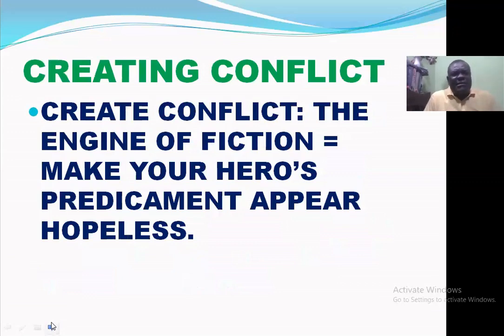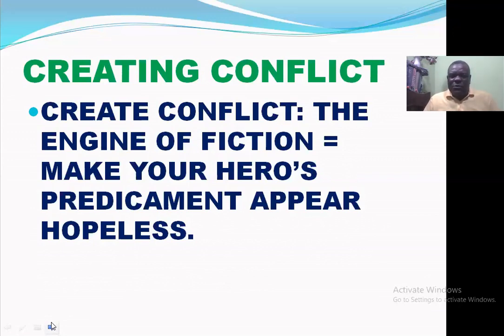Then the next stage is creating conflict. Very important and powerful aspect of crafting your novel. You create conflict deliberately. Your conflict is the engine of fiction. You make your hero's predicament appear hopeless. I mean, the person who read The Mysterious Survivor felt so emotionally involved in it, because when you look at the predicament of the character in The Mysterious Survivor, you feel for this particular person.